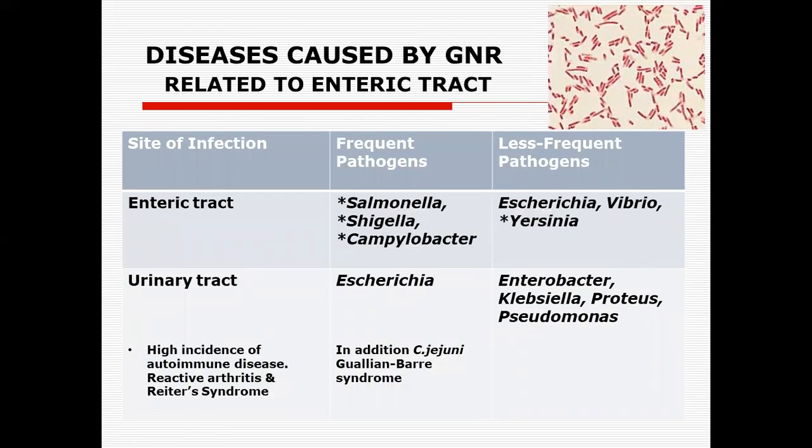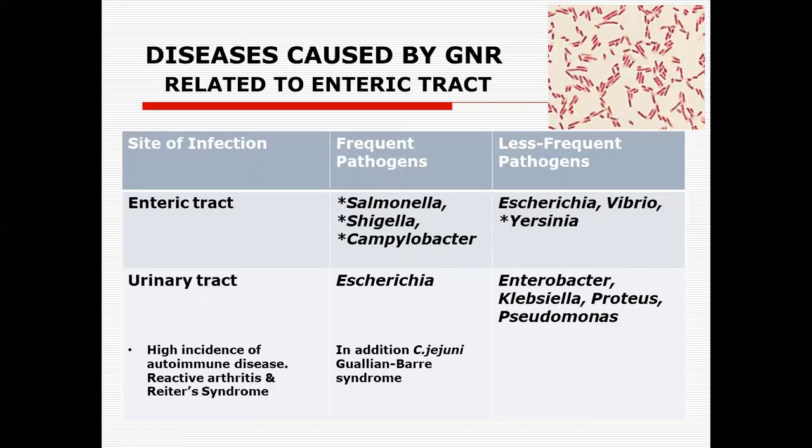We will talk about the diseases caused by the gram-negative microorganisms, and these diseases are related to the enteric tract. There are three important genera that are frequently pathogens in the enteric tract of humans and animals: Salmonella, Shigella, and Campylobacter. The less frequent pathogens in the enteric tract are Escherichia, Vibrio, and Yersinia.